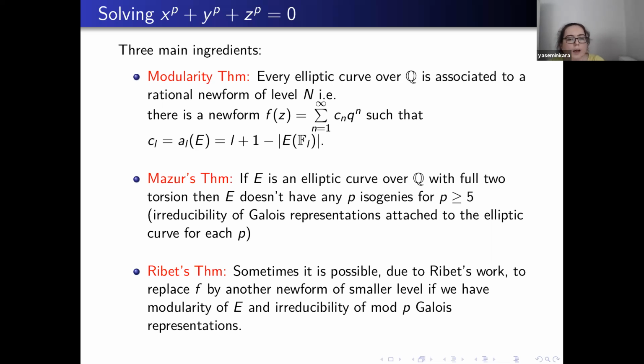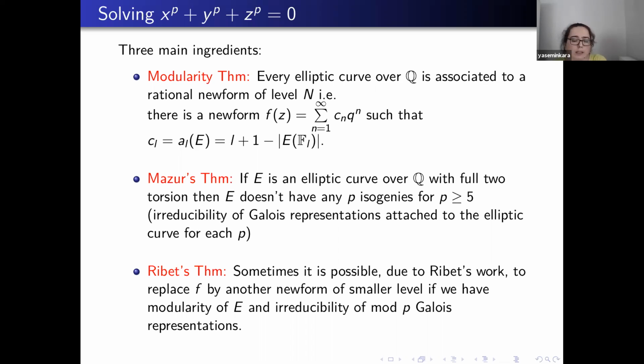And Ribet's theorem says that for your elliptic curve E, you can attach some newform F, but sometimes it is possible to replace F by another newform of smaller level, if you have the modularity of E and the irreducibility of the mod p Galois representations. So this is Ribet's theorem. You can lower the level, so actually this is called the level lowering theorem.